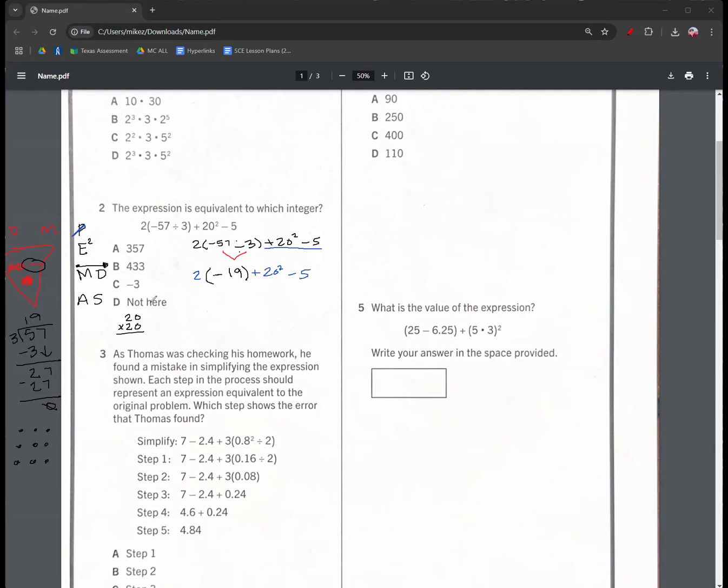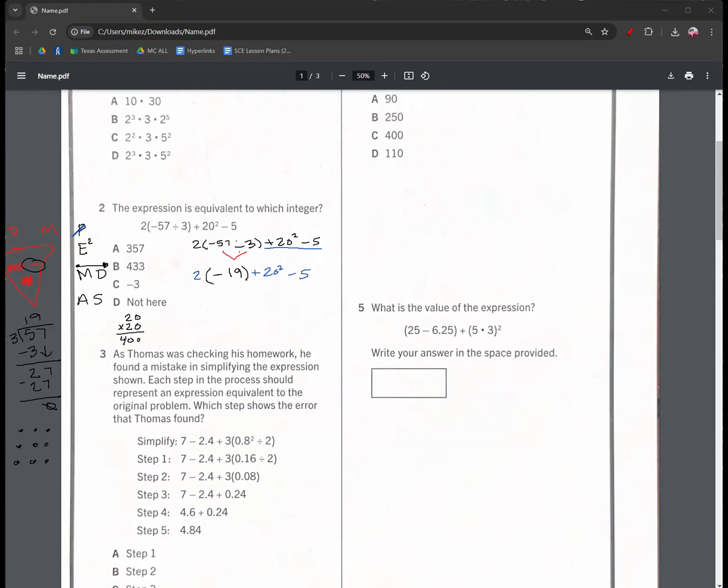Now, when you have this 20 times 20, you can see 0 times 0 is 0, 0 times 0 is 0, 2 times 2 is 4, right? So when you have zeros at the end, just multiply your 2 whole numbers, right? Like 0 and 0, that's fine. 2 times 2 is 4. I have 2 zeros, and I'm just going to bring those 2 zeros out, right? So 20 times 20 is 400.